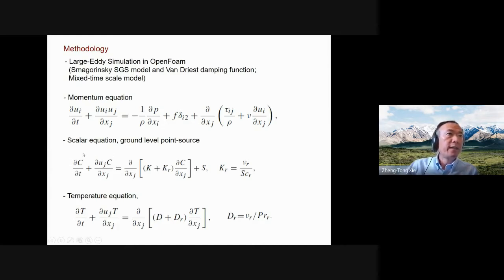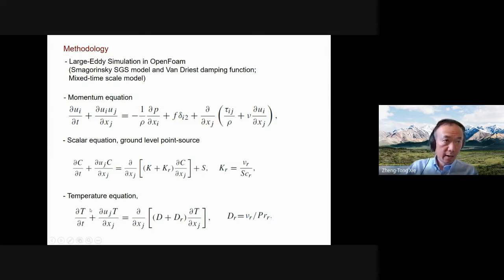Okay, and then we have the scalar equation, which here we consider as a gas like CO2 or whatever. So the modeling is quite standard. You have the unsteady term, convection term, and the diffusion term, which includes the molecular diffusion coefficient and a subgrid-scale diffusion. And you may have a source somewhere.